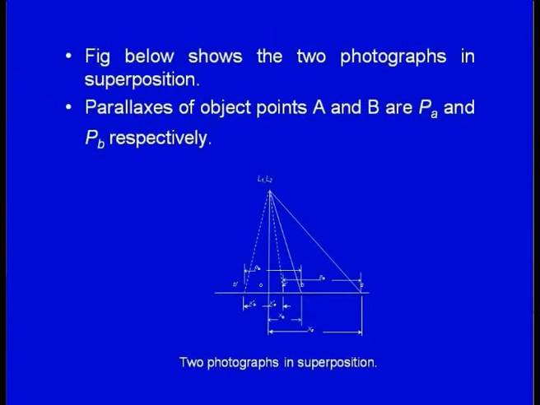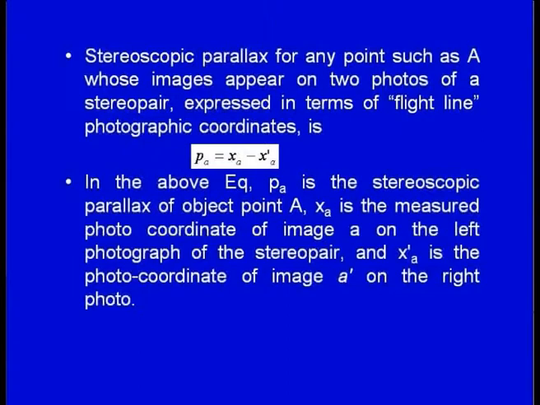The figure below shows two photographs in superposition. The parallaxes of object points A and B are pA and pB respectively. The stereoscopic parallax of any point such as A, whose images appear on two photographs of a stereo pair, expressed in terms of flight line photographic coordinates, is pA = xa - x'a.